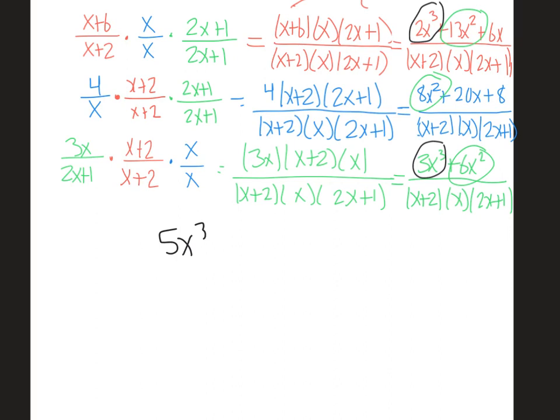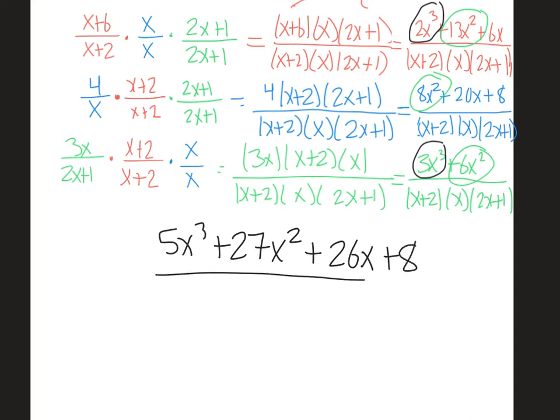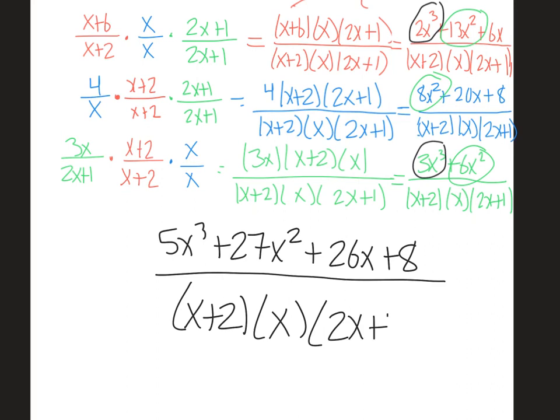So what I'm going to get there is 27x squared. And then I have a 6x and a 20x. Combine those to be 26x. And finally, I've just got that 8 straggling out there. And then that's all going to be over that common denominator of x plus 2, x, and 2x plus 1.